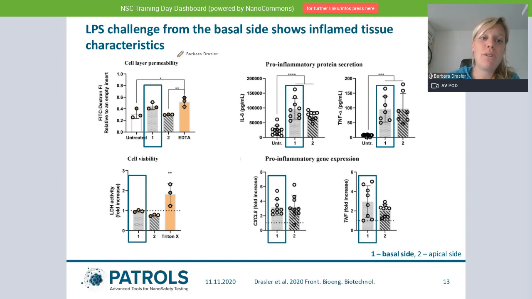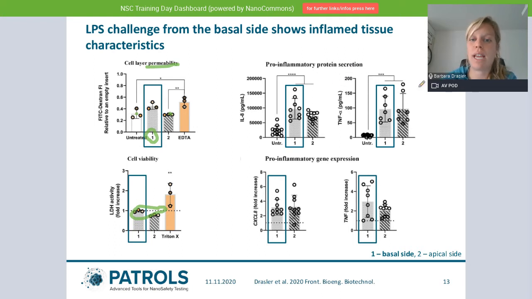Then, as I mentioned, we can use cell permeability assays. Here we use labeled dextran. Where LPS is applied at the basal site, marked with 1, we can see that the effect on cell layer permeability was comparable to the one where we used EDTA as a positive control. Whereas when we applied LPS apically, this was much more similar to untreated cells. As I mentioned, cell viability is also good to test, and we can see that both approaches did not induce cytotoxicity, which is good because we want to measure the events before that. We don't want LPS to really be toxic at the end of the day.